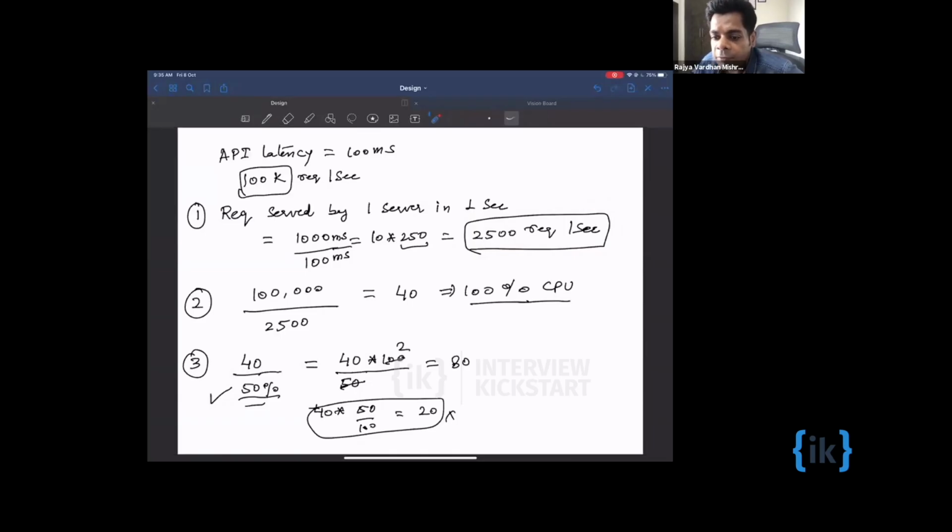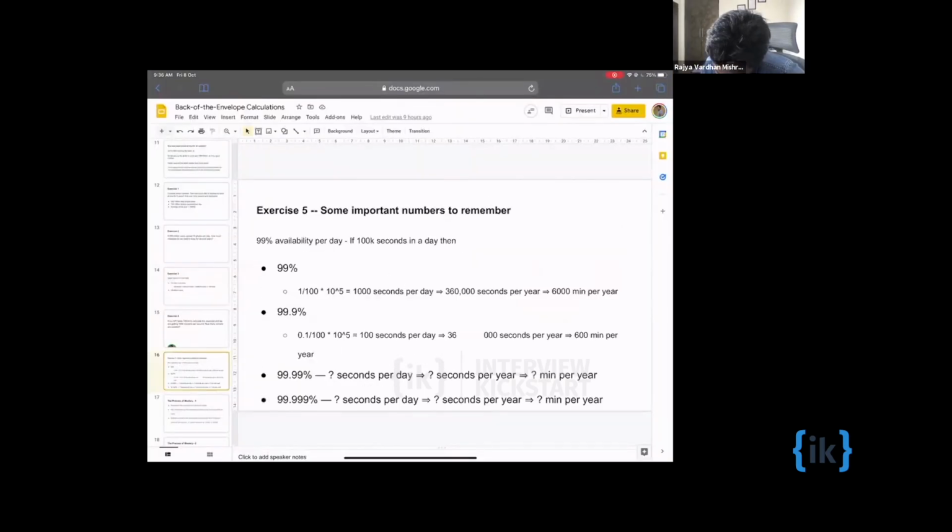I hope this is clear now. Okay. Then this one is an exercise. It is also an important number to remember.